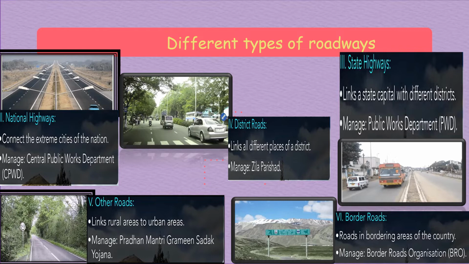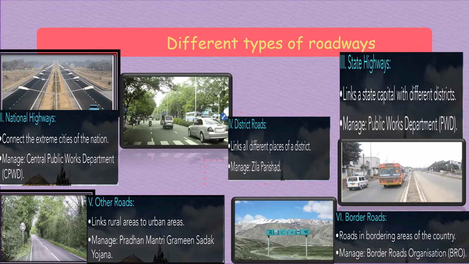District roads. These roads connect the district headquarters with other places of the district. These roads are maintained by the Zilla Parishad. Other roads. Rural roads that link rural areas and villages with towns are classified under this category. These roads receive special impetus under the Pradhan Mantri Gramin Sadak Yojana.